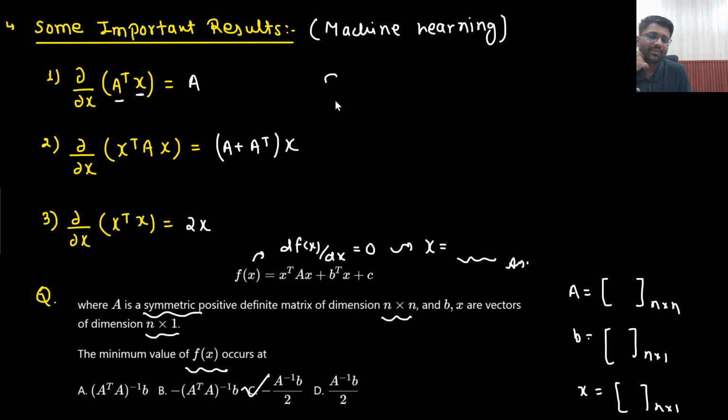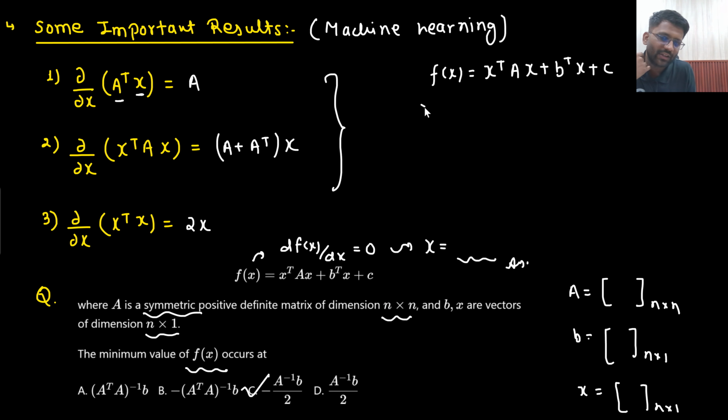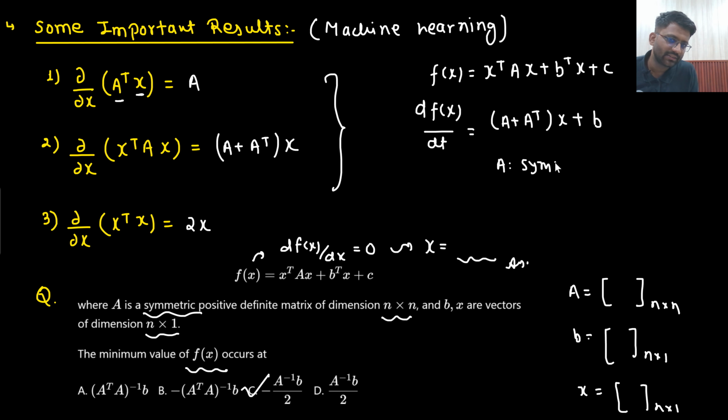Otherwise, if someone remembers these standard results, what would he do? f(x) is given as x transpose A x plus B transpose x plus C. He will differentiate. The differentiation of the first one is A plus A transpose into x. The differentiation of the second one: both are matrices, B transpose can be taken as a constant out, so B. And the differentiation of C will be 0. Since A is a symmetric matrix, A transpose equals A.